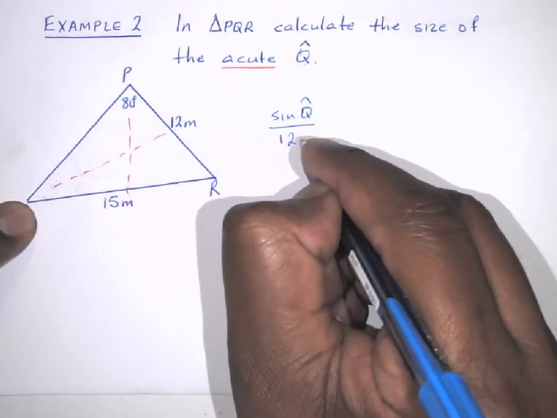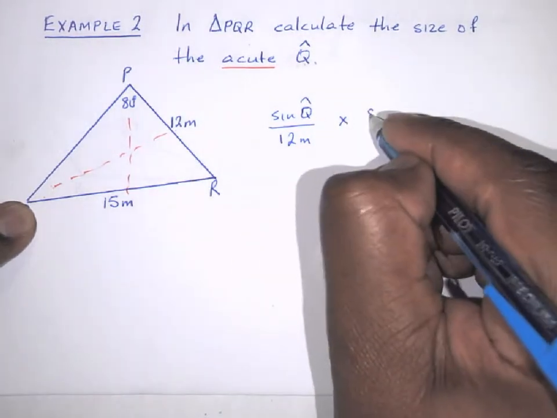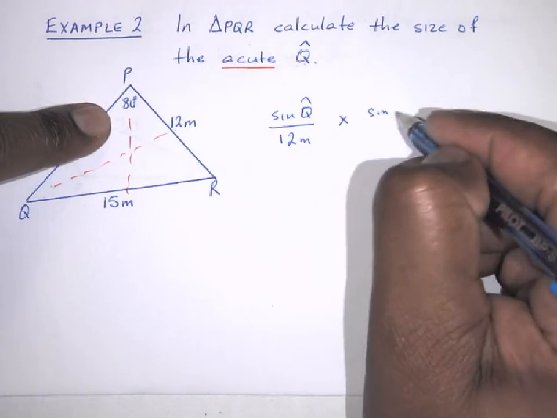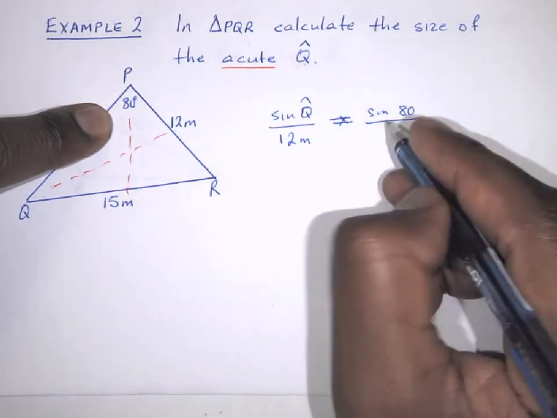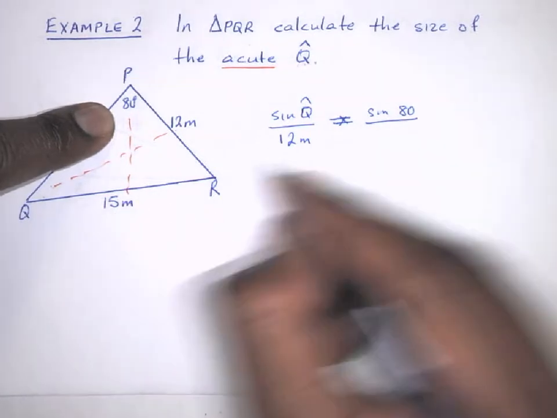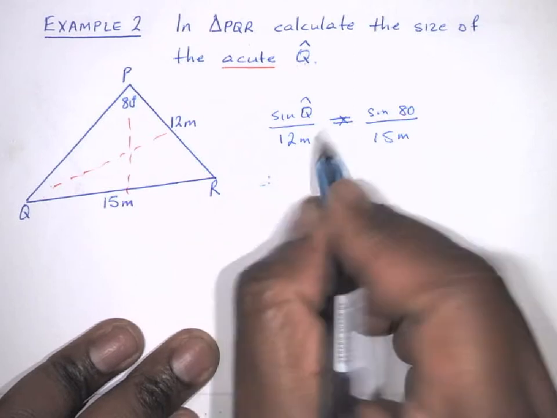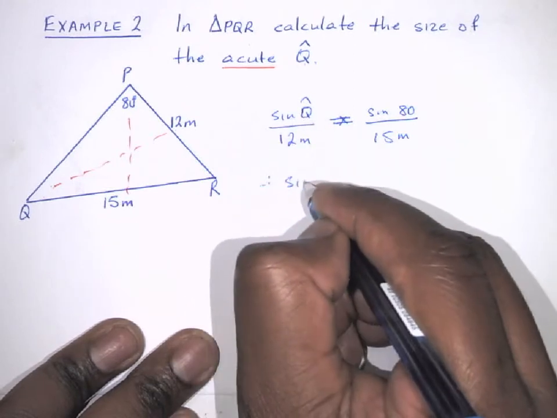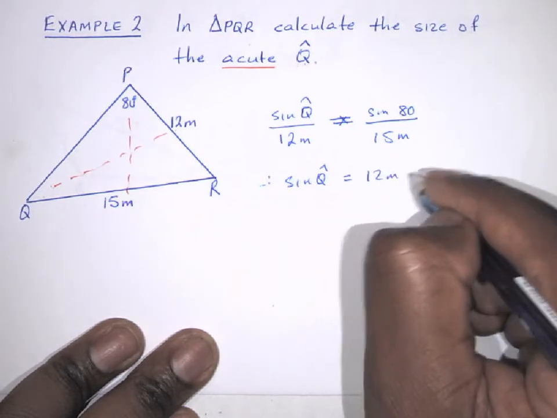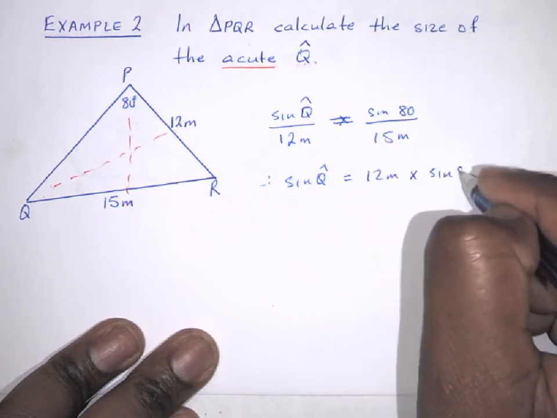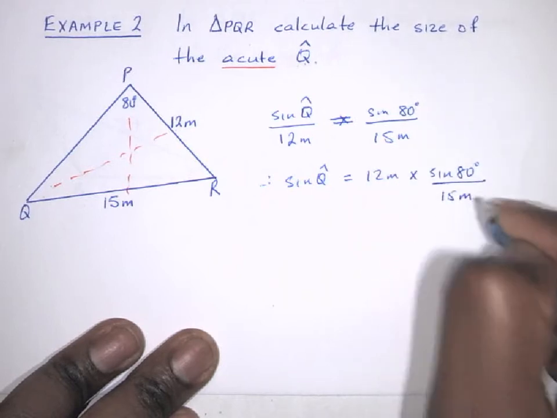So 12 meters, then multiplied by, now I must find the sine of another angle, which is that one there, so it's 80. It is equal to sine of 80 degrees, which is divided by the length of the side here, which is 15 meters. Therefore, I'm solving for angle Q, so I'll say sine of angle Q is equal to the 12 meters, which is multiplying the sine of 80 degrees, which is divided by 15 meters.